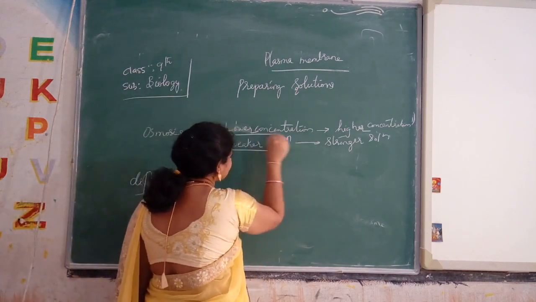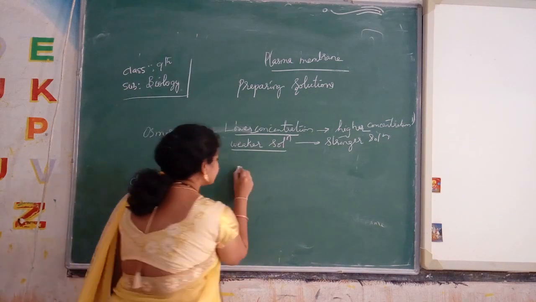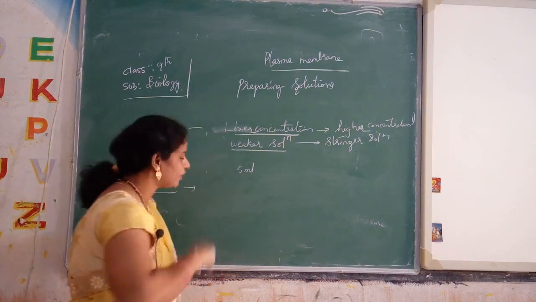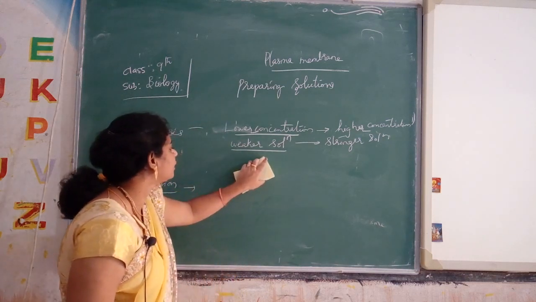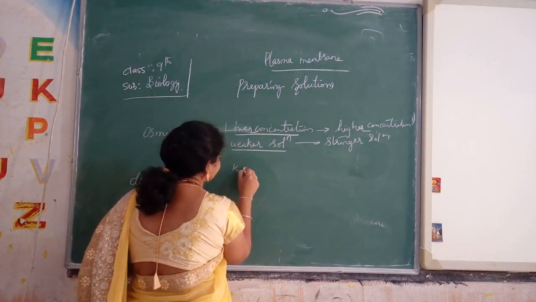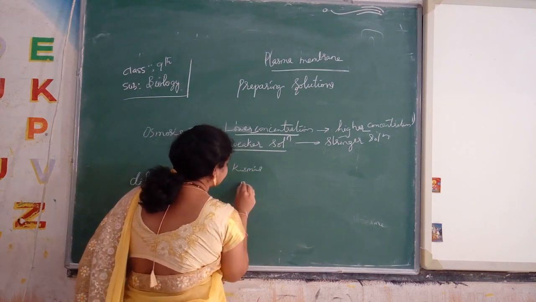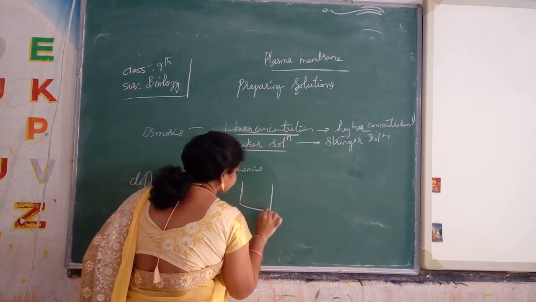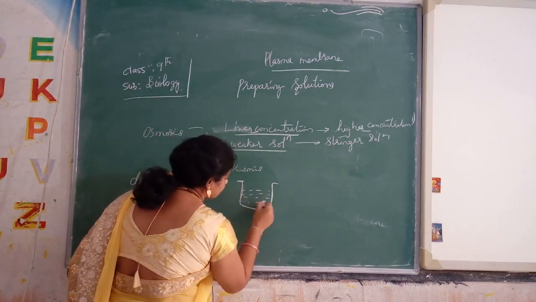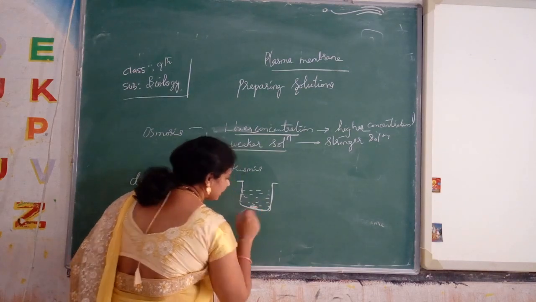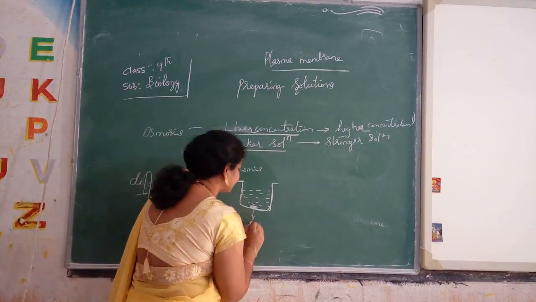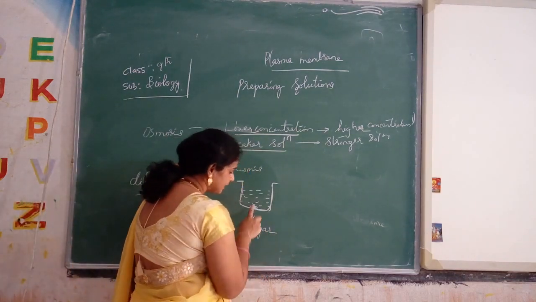Now, what is weaker concentration, lower concentration? See here, I'll tell you one example. They have given you kismis. With the help of kismis, we will take water in a beaker, normal water first. In that we will place one kismis. So what is that kismis containing? Sugar. It is containing the sugar.